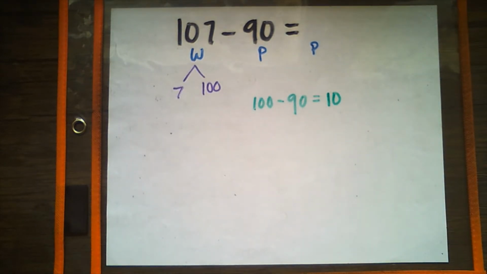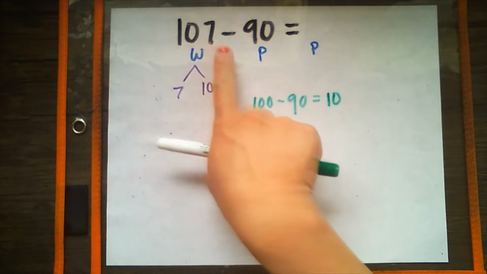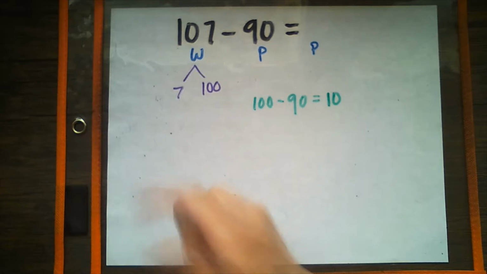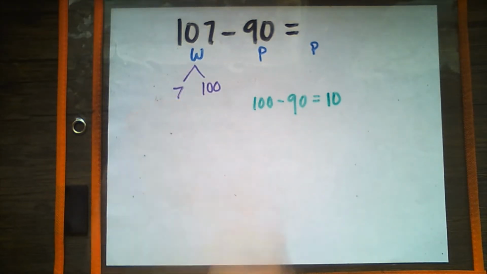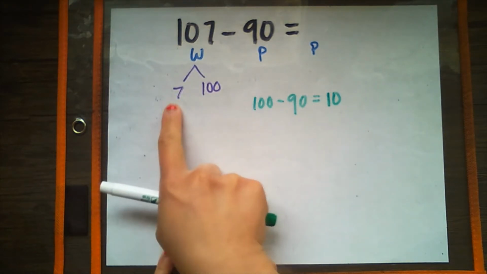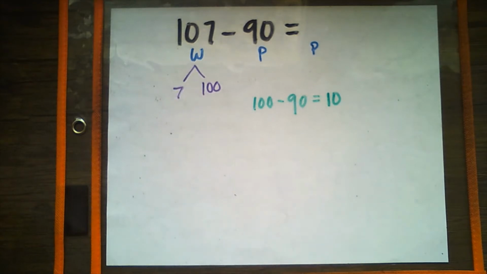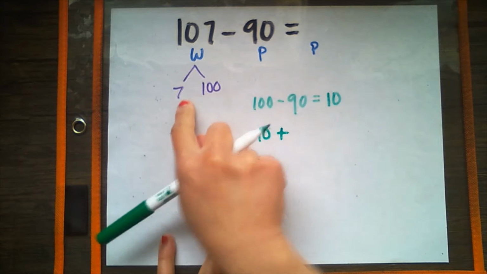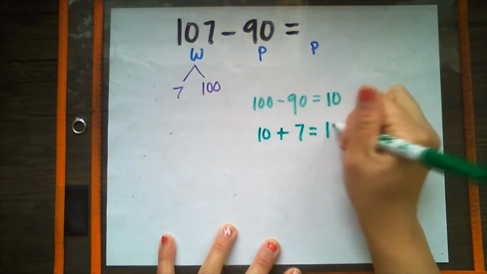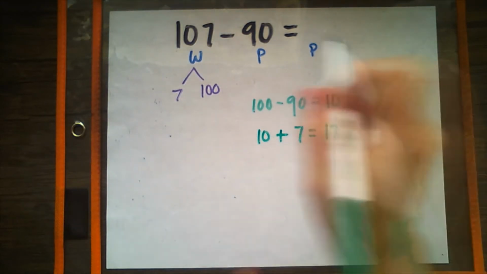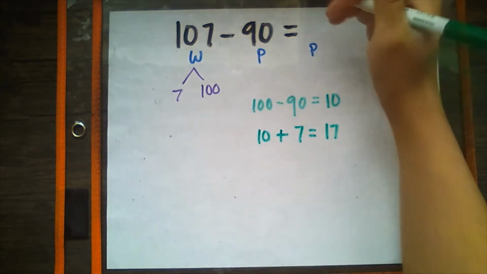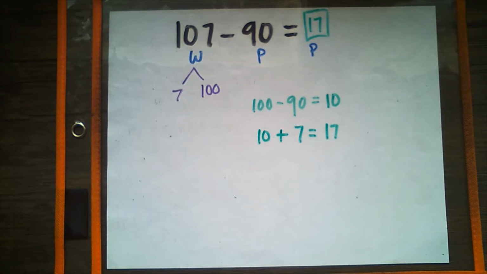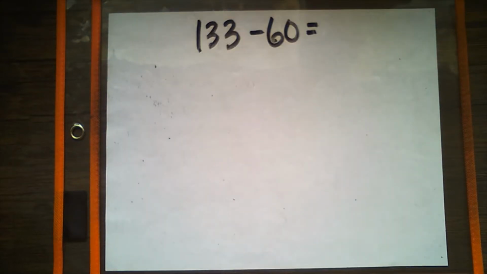Am I finished? Does 107 minus 90 equal 10? No. What about the 7 here? I need to add back the 7 ones. So let's go ahead and do that. This 10 plus this 7 gives me 17. 107 minus 90 equals 17. My missing part is 17. Let's go ahead and try another.